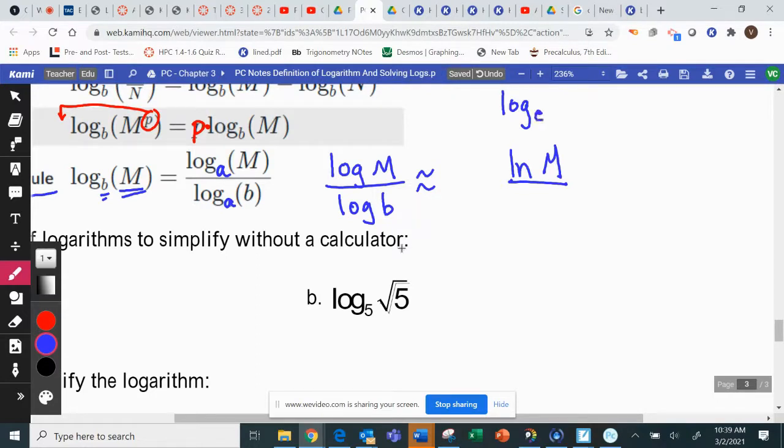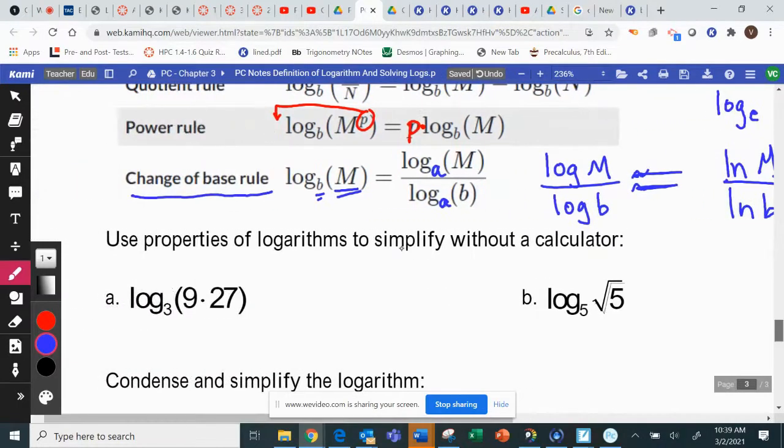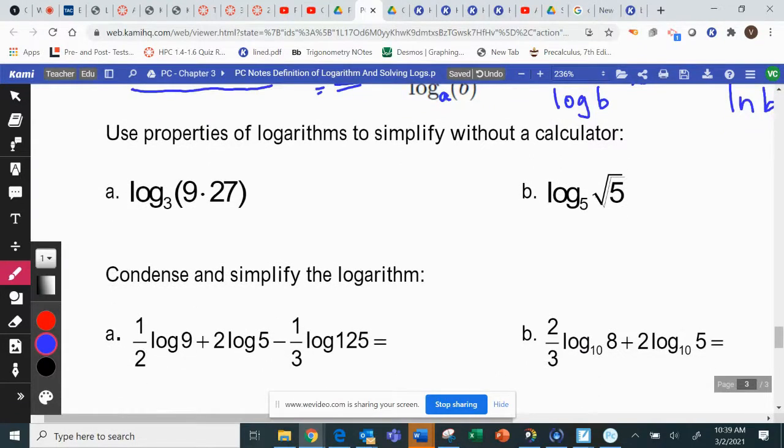E. Log base E is ln. So you could do ln of m divided by ln of b. That works exactly the same as just log. Any base would work for that. Okay, so we're going to use properties of logarithms to simplify this without a calculator.